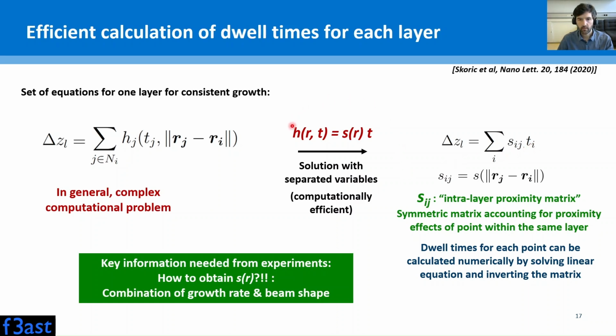So by basically assuming a stationary state, we see that we can separate these variables, of course not taking into account diffusion either. And that way we can obtain the dwell time. So this is great. The only important thing that we are missing in order to be able to 3D print is how to obtain this function S of R, which is necessary for the growth.